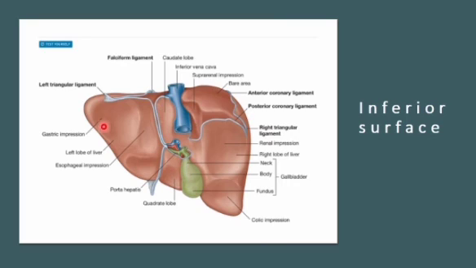If you trace once again the impressions seen from the left side to the right side: gastric impression, followed by the tuber omentale here, ligamentum teres, quadrate lobe, fossa for the gallbladder, and finally here the colic impression. Above that you will see the right kidney impression. Above that you will see the right suprarenal impression. So these are the normal impressions which we will observe very clearly during the dissection time also.